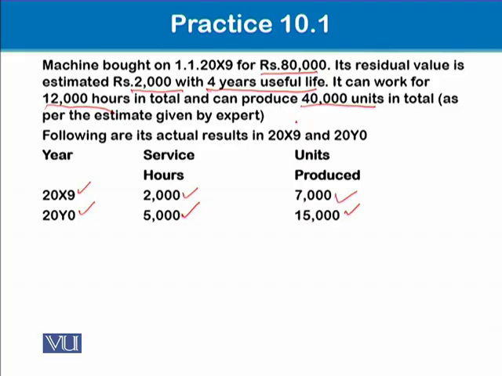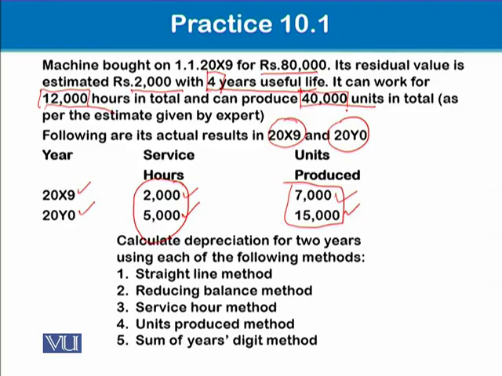And these are the 2 years out of these 4 for which we will be calculating depreciation. And these are the hours in these 2 years out of these 12,000 for which we will be calculating depreciation. And these are the number of units produced in these 2 years out of these 40,000 units for which we will be calculating depreciation.